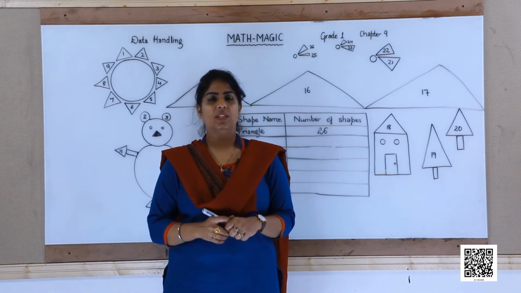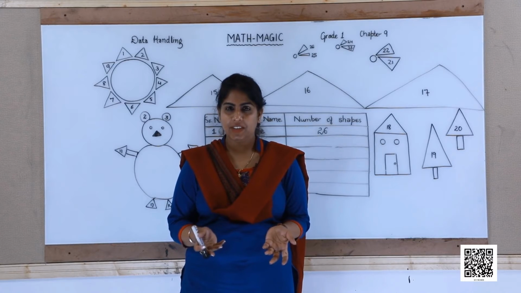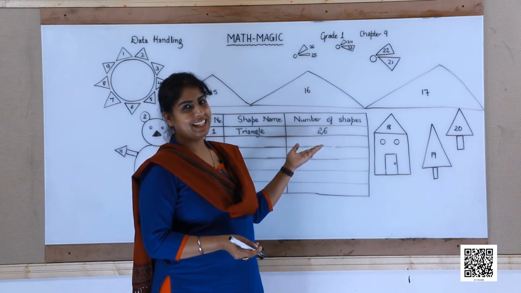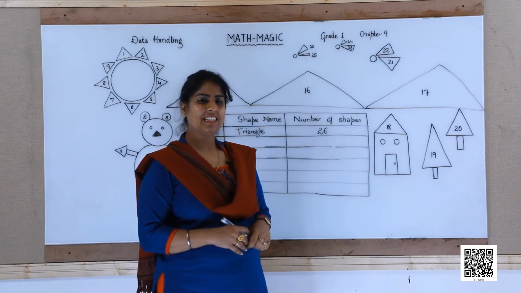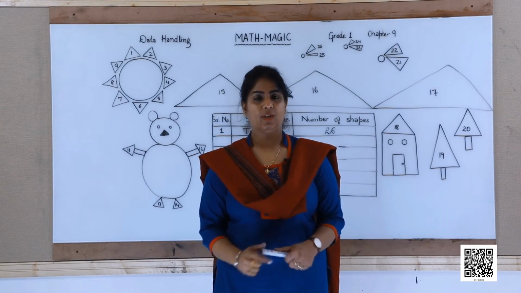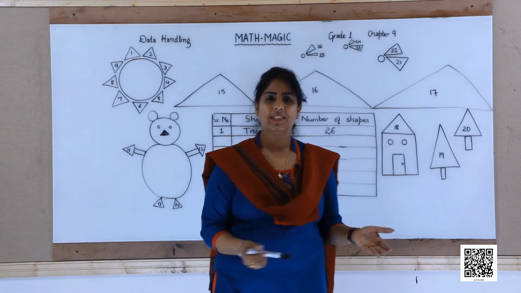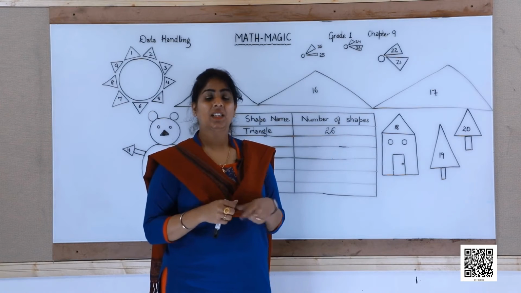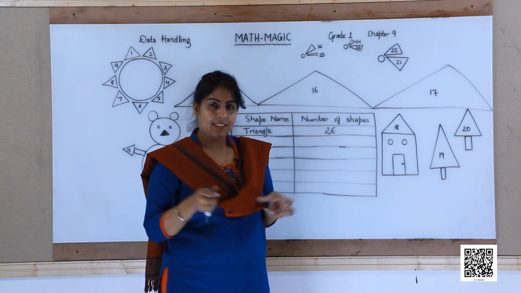Okay, dear children. So, now if someone asks you how many triangles are there, you can easily read your data and tell that there are 26 triangles. So, when someone asks you how many triangles were there on the whiteboard, all you need to do is just to have a look on your data and answer 26 triangles. So, let's continue collecting our data.